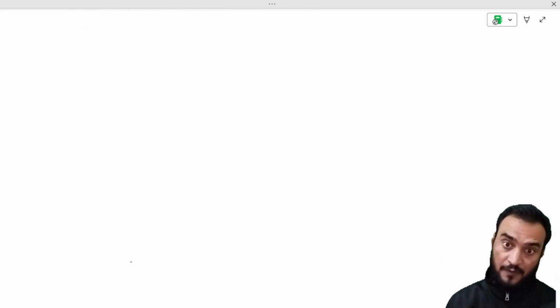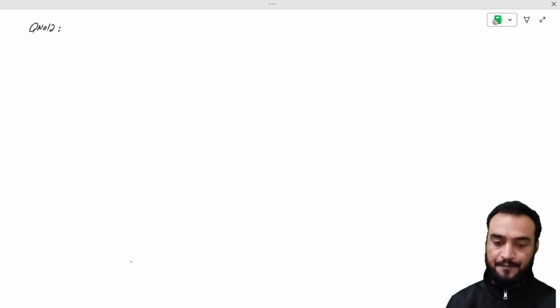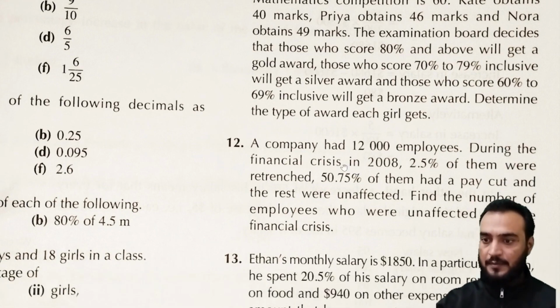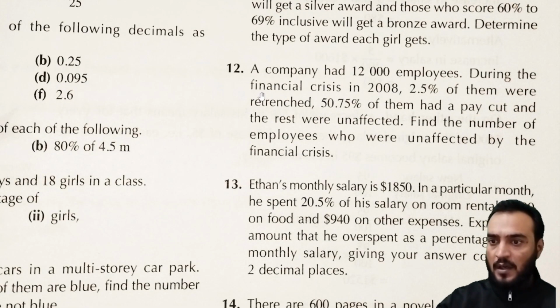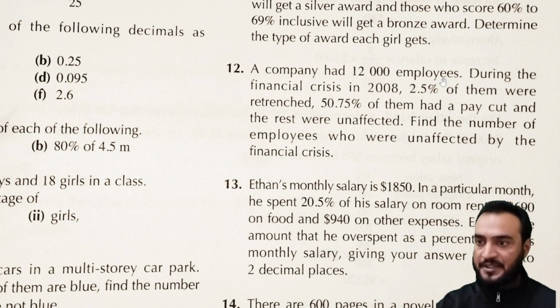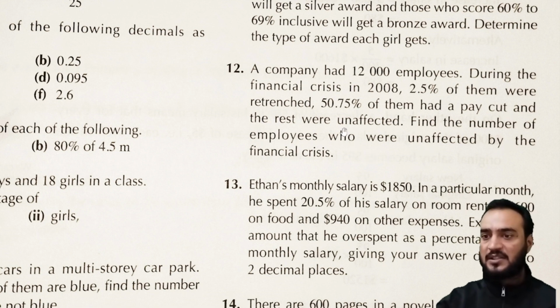Question number 12 is this one. A company had 12,000 employees during the financial crisis in 2008. There was a financial crisis in 2008 due to which 2.5% of them were retrenched. 50.75% of them had a pay cut and the rest were unaffected. Find the number of employees who were unaffected by the financial crisis. So this was the data of this question.